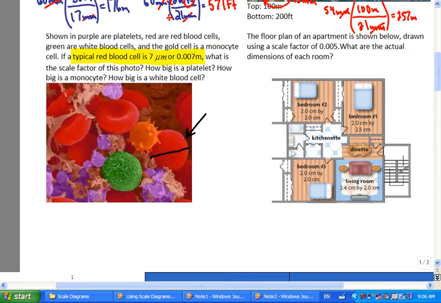So if I went straight across here, that's about 20, let's say 22 millimeters.